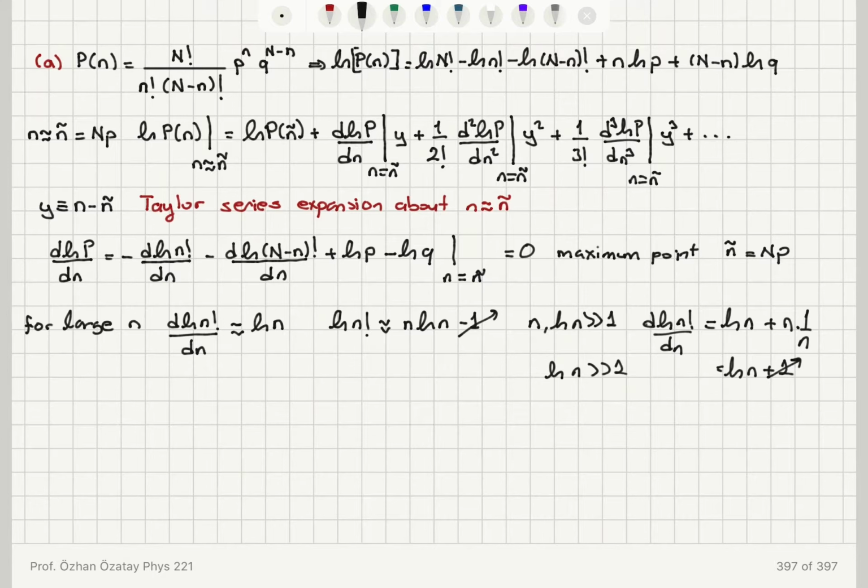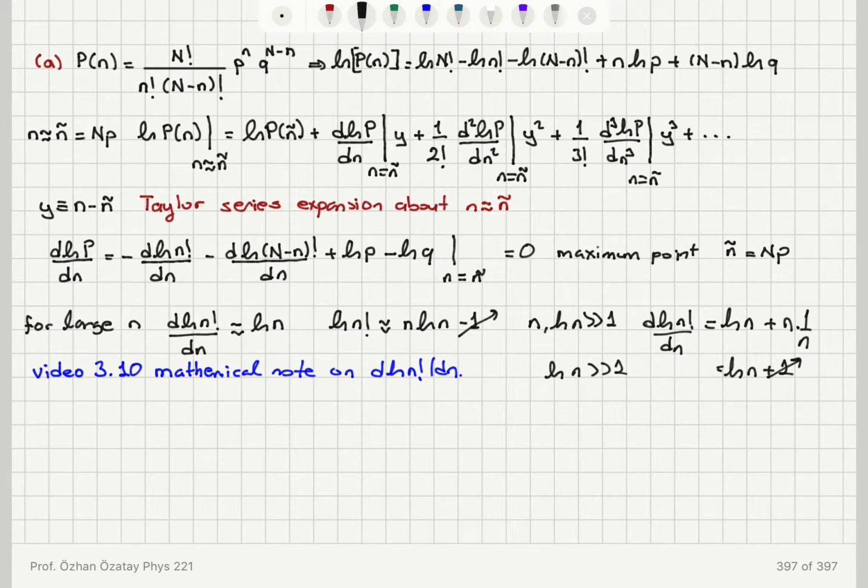So this was one of the mathematical notes. You can watch the video 3.10 on mathematical note, d ln n factorial dn. Okay, so you can review this.